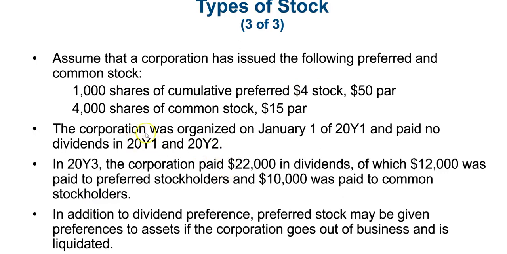I didn't pay anything here, and I didn't pay anything here. So I need to go back and give them that money. That's 4,000, 4,000, and then the current year, another 4,000. So that's 12,000. Now they declared 22,000, so I subtract my preferred stock dividends and the rest will go to my common stockholders. So the preferred will actually get like $12 a piece, whereas my common stock is going to get $2.50. How do I know this? 4,000 into 10,000 is 2.5.